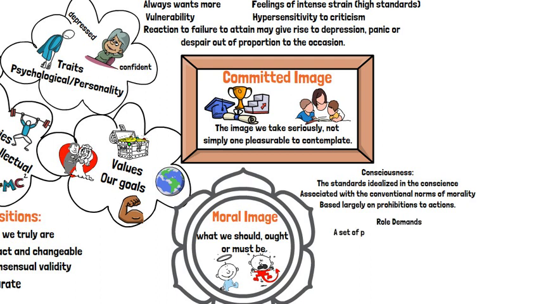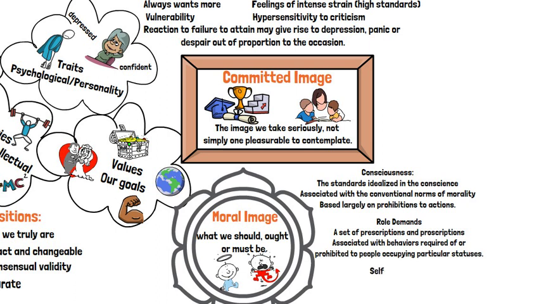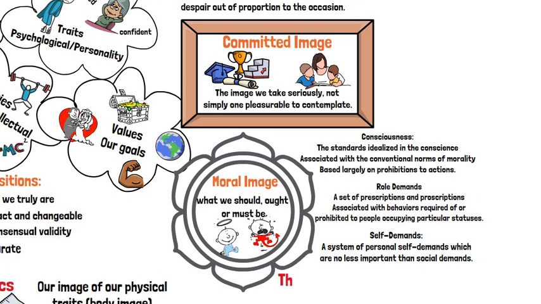The second aspect of the moral image is role demands, and these are associated with behaviors that are required of people occupying particular statuses. As a beekeeper, I should keep my bees alive. As a woman, I should be nurturing. The final aspect of our desired self is our self demands. These are a system of unique behavioral expectations. I must make my bed every day. I must make sure the doors are locked.